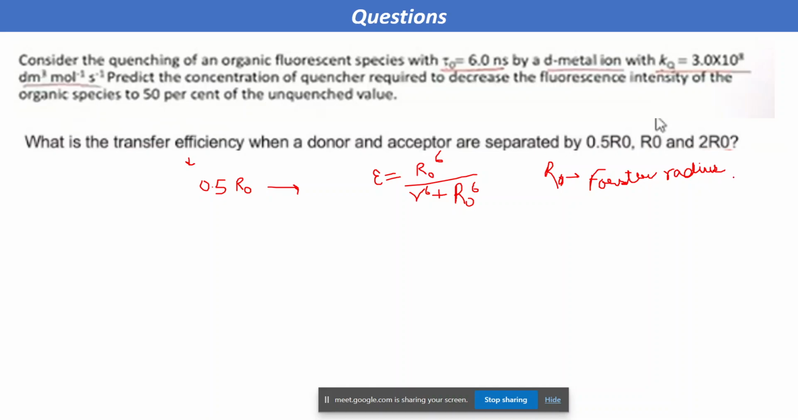So what's the difference from the Foster radius? Foster radius is also a distance between the donor and the receptor, when the energy transfer efficiency is 50%. So this is the difference. R0 is the Foster radius, that is the distance between the donor and the receptor when the energy transfer efficiency is 50%, while small r is the actual distance between the donor and the receptor.